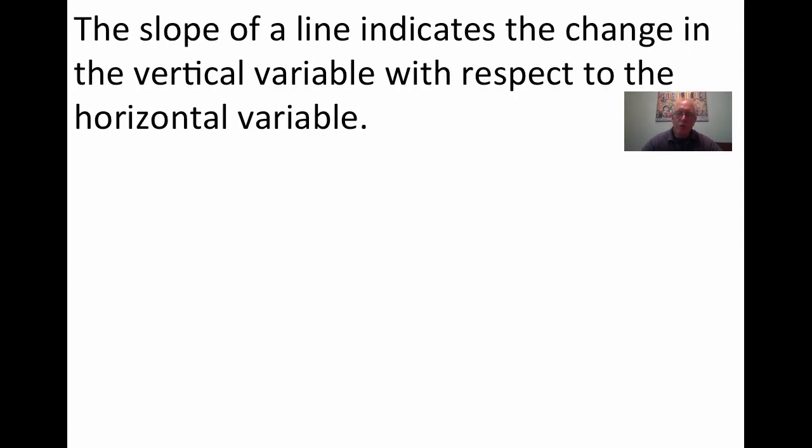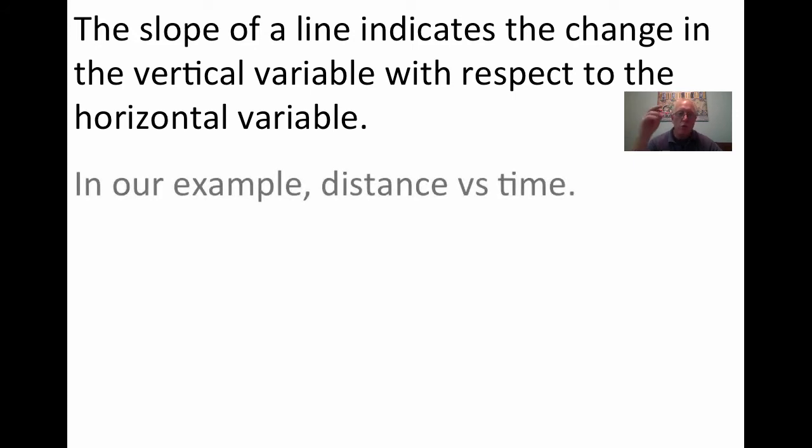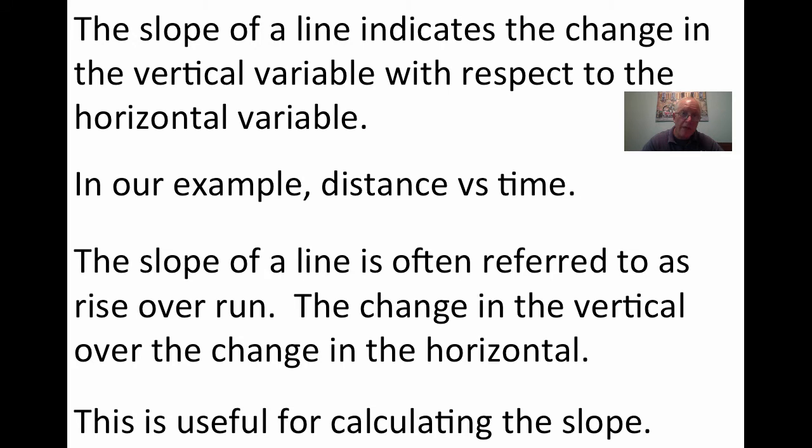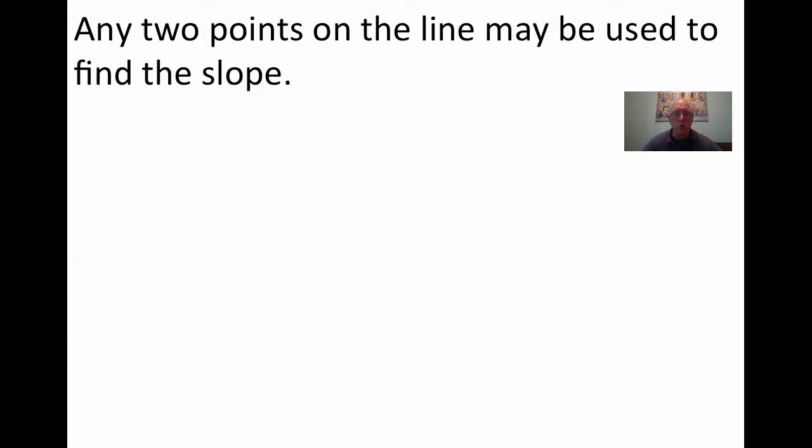Okay, now we'll talk about the slope of the line. Now the slope of the line is talking about how fast the vertical variable changes with respect to the horizontal variable. In this example, we're talking about distance and time. How does the distance change with respect to the time? So in your math classes, they probably talked about this as rise over run. The rise being the vertical and the run being the horizontal. So the change in the vertical over the change in the horizontal. Okay, and that's going to be a good way of calculating the slope.